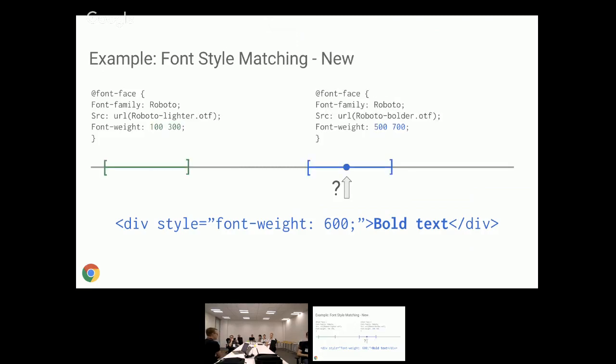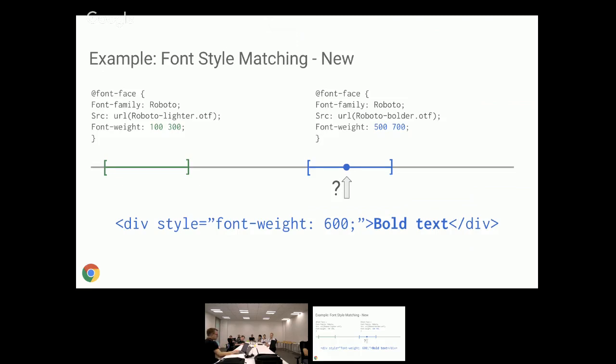And in the new world, this works a bit differently. So here we have two font faces defined with ranges of font weight, a light one, which is between 100 and 300, and a bolder one, which is between 500 and 700. So now you go into the search and find that there is a matching range from 500 to 700. And then, in this range, I can actually apply my 600 styling, and then this parameter will be passed to the font.